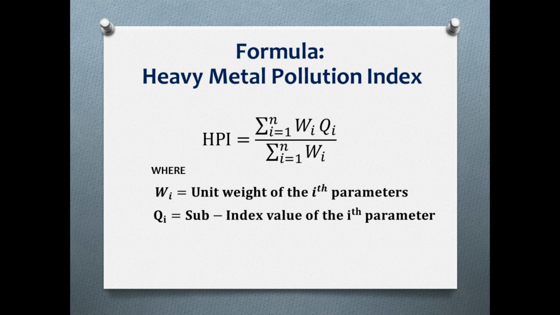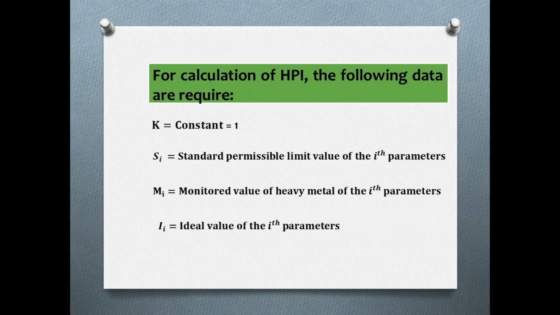Now, from this formula, we found that for calculation of HPI, the following data are required, where K is equal to constant, Si is the standard permissible limit of the ith parameters, Mi is the monitored value of the heavy metals of the ith parameters, and Ii is the ideal value of the ith parameters. If you remember what I just showed you earlier, Ki divided by Si is the unit weight or the Wi, right? And if Ki is known, the only thing which is not known to us is the standard permissible limit of the ith parameters.